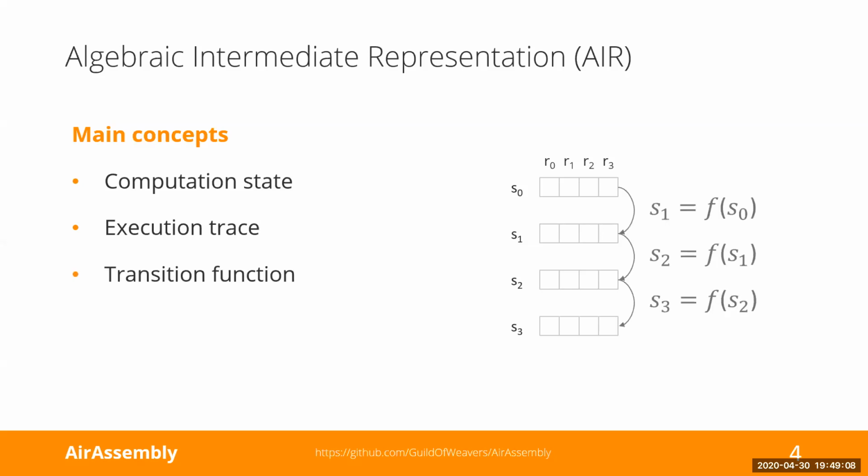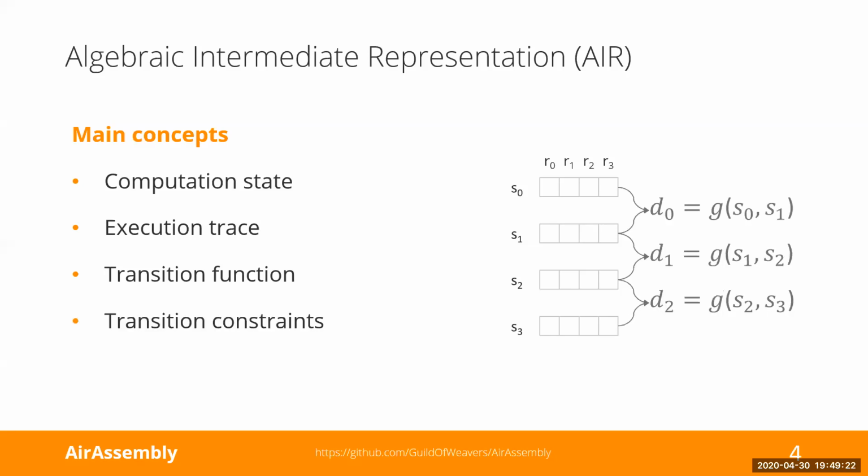Then your transition function, what it really does is take your computation from one state to the next. It takes as input the current state and produces as output the next state of the computation. And you repeat the same function over and over again until you get to the end. Then your transition constraints, in this context, take two consecutive states of the computation and apply some function to them. If the output of that function is all zeros, that means the constraints hold. If the output is something else, then the constraints do not hold and the computation is not valid.